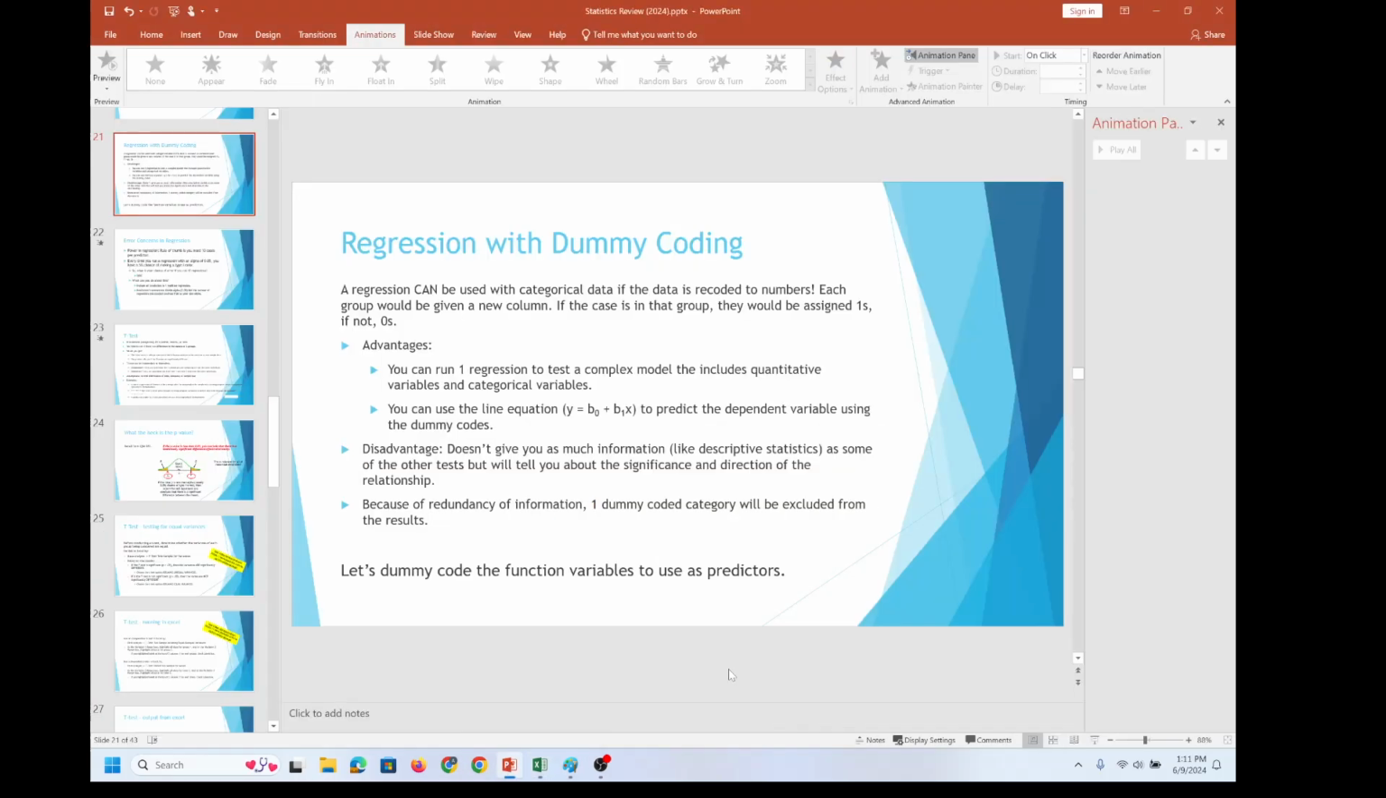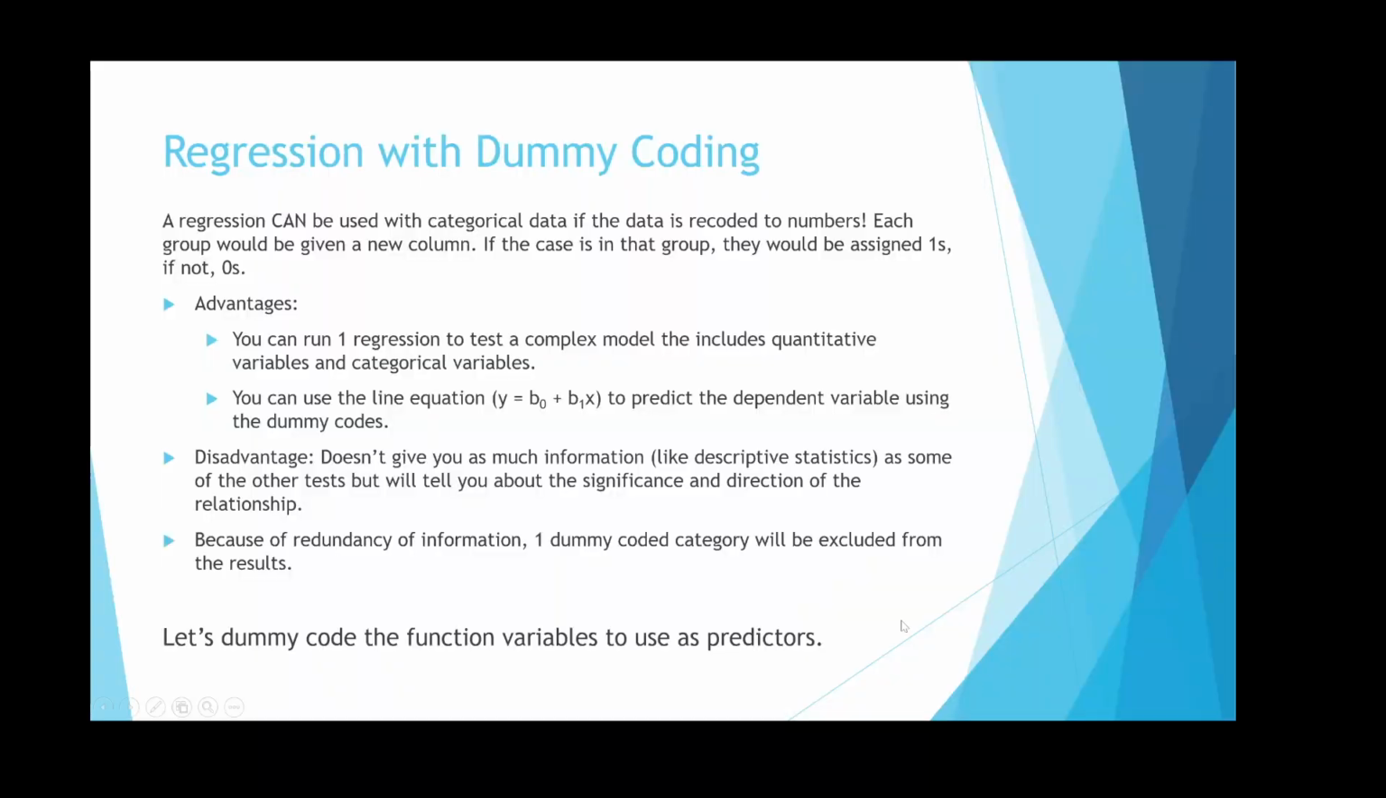What is appropriate is to use a process called dummy coding. So we're going to talk about regression with dummy coding. Like I said, a regression can be used with categorical data if the data is recoded to numbers. The way that we're going to do this is we're going to create a new column for each group. If that row of data belongs to a person, place, or thing in that group, they're going to receive a 1 on this new column. If they do not belong to that group, they're going to receive a 0.